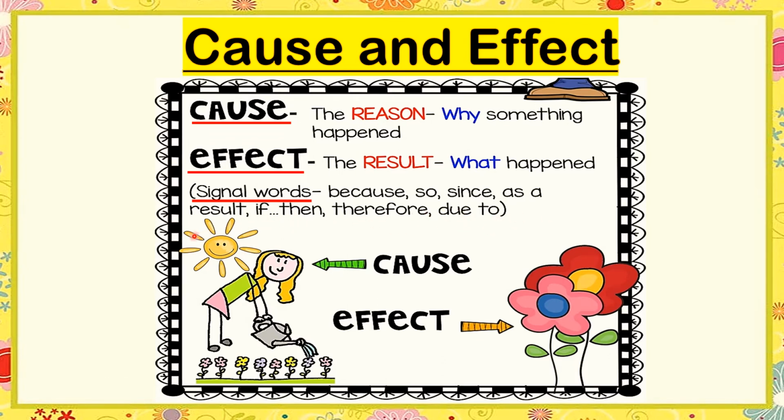So plus we can see here an example of cause and effect. You can see here the girl planting a flower. That is the cause. And because she planted the flower, the flower grew into this. That is the effect. So the cause happened first before the effect. Effect will never happen if there is no cause.